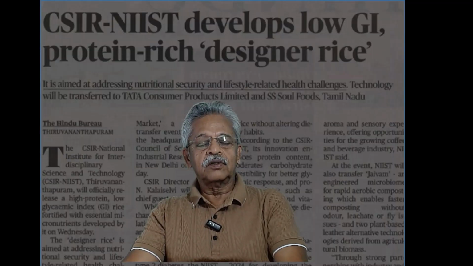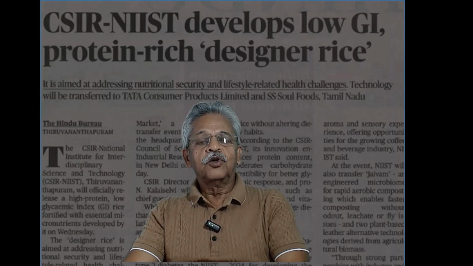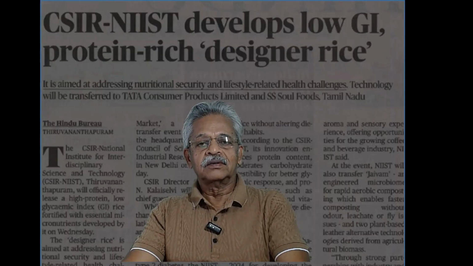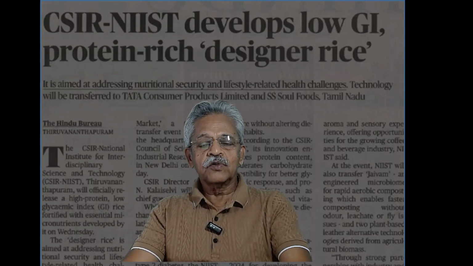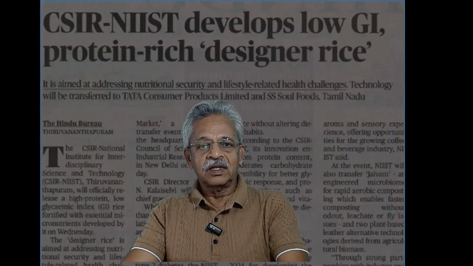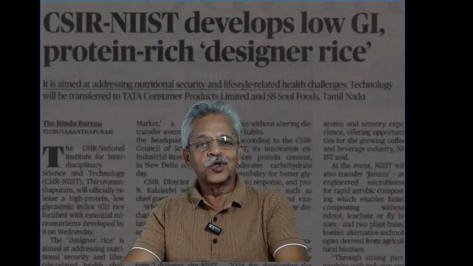When the protein and the carbohydrate stay for longer time in the stomach, you don't feel hungry. So the hunger is delayed. If you take glucose alone, it is rapidly absorbed and comes down rapidly. Once it comes down, you feel hungry and you want to take more. That urge is delayed by this protein.